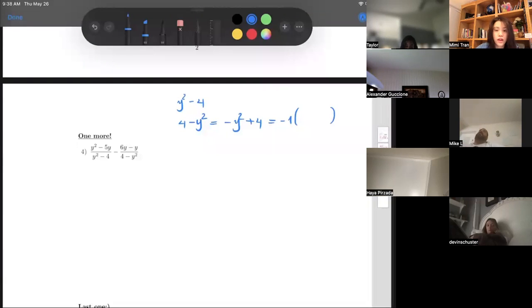Remember when I asked you about factoring? In factoring, the first thing is you factor out the GCF, including the negative 1. Remember the note? So I factor out negative 1. What's left? Y squared minus 4. Thank you, Taylor. Yeah, y squared minus 4. Now they are actually the same inside here, right? So what is your LCD?